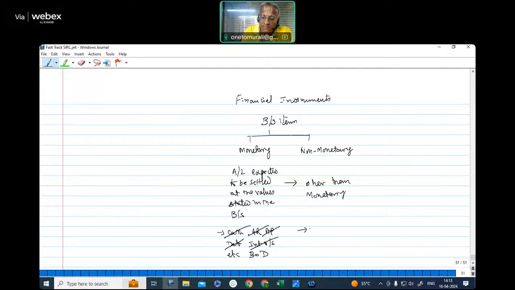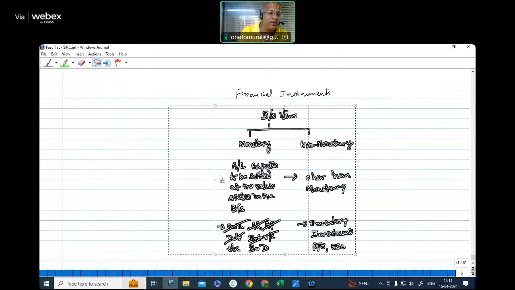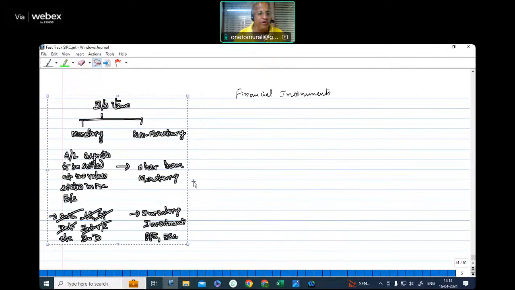Examples are inventory, investments, PPE, equity share capital, etc. This is what we understand whenever we find some intangible assets or PPE. The definition goes this way: it is a non-monetary item and all that.